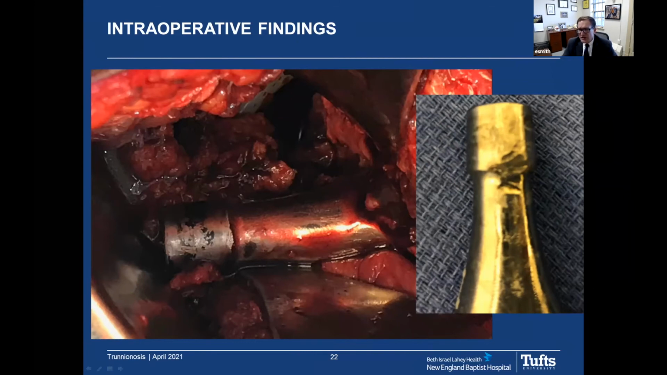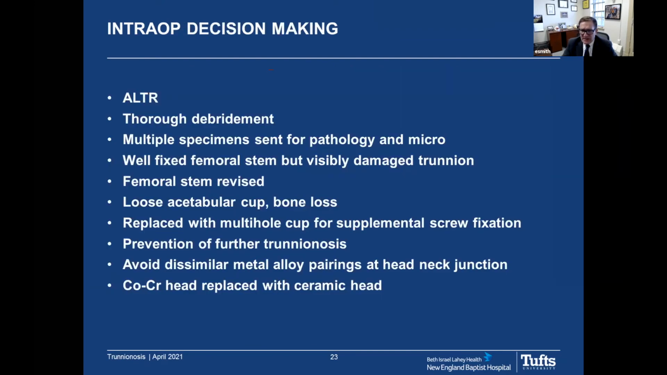But you can see there is some dulling and blackened staining of the trunnion. So the decision-making was really, should we retain the stem or should we remove it? Based on the Goldberg classification, this is like a 2-3, so it was tough to decide. Ultimately, I was concerned that this metaphyseal stem may not have the best track record. It was relatively early in its release, so I elected to remove it. So: debridement, specimens, the stem was revised. The cup was actually loose as well, so that was revised. And then a new cobalt head was placed on a new stem.